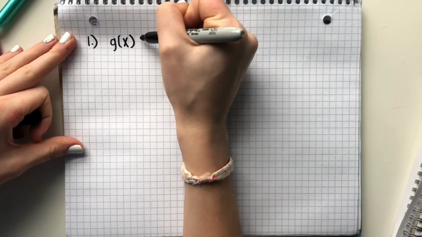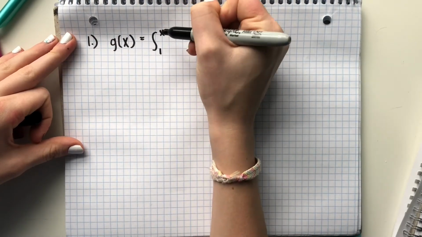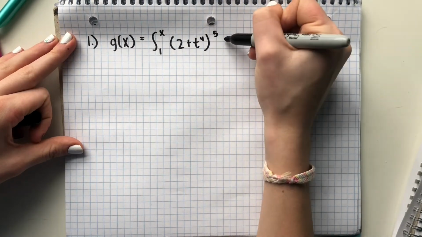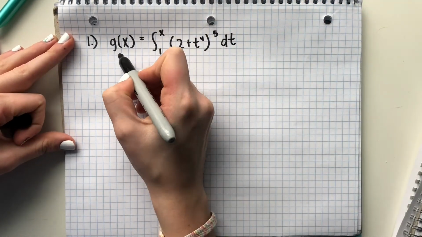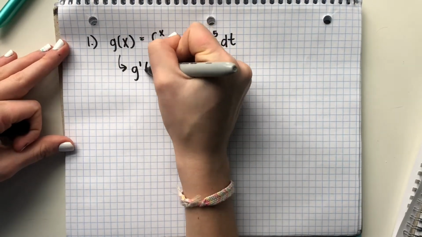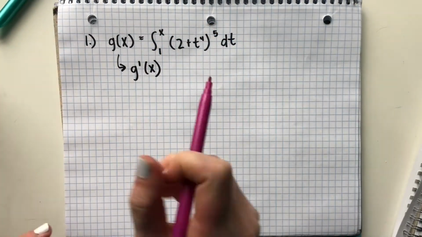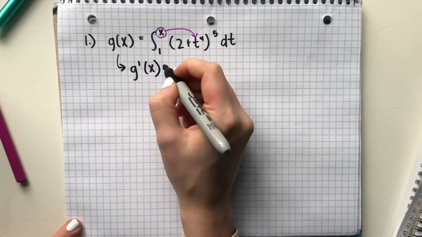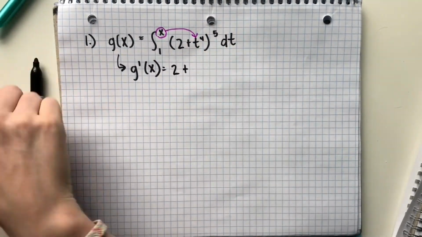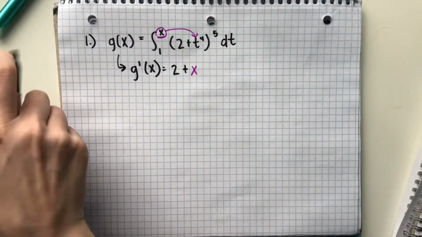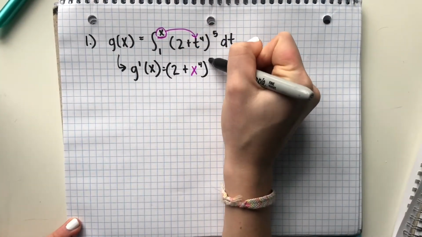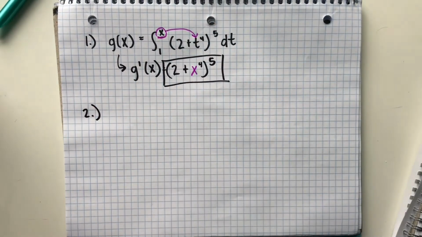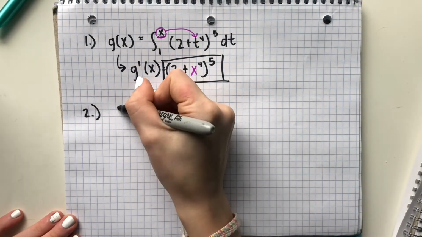So let's do some problems. We're going to find this. The first one, from 1 to x, and our function is going to be 2 plus t to the 4th, all to the 5th. This is pretty simple. We're just going to plug in the x for the t. So we get 2 plus x to the 4th, and then all that to the 5th. And that is your answer. Super simple, just plugging the x in when the x is on the top.